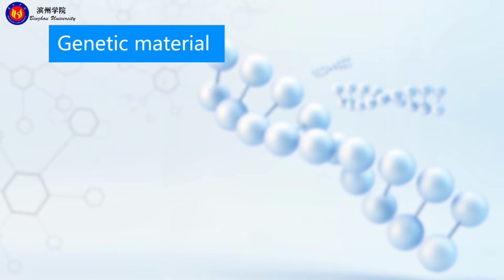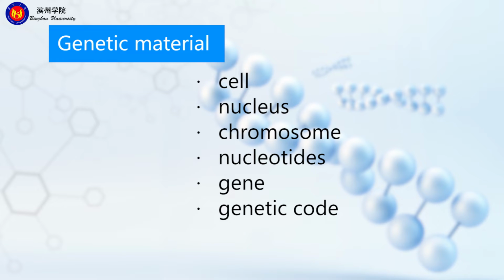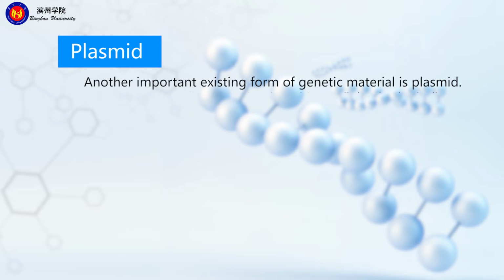Generally, genetic material exists at 7 levels. They are cell, nucleus, chromosome, nucleotides, gene, genetic code, and nucleic acid. Another important existing form of genetic material is plasmid.